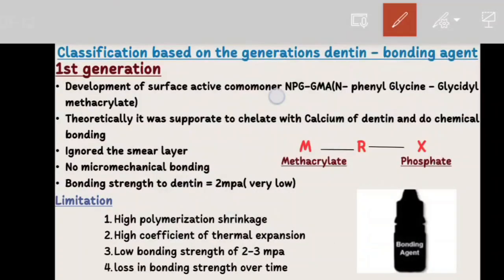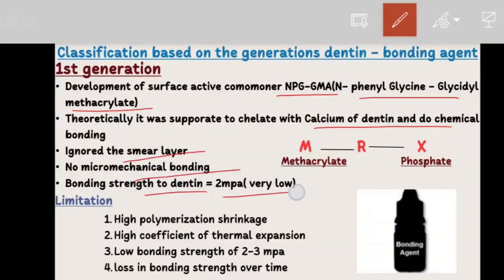Now the classification of the dentine bonding agent. The first generation uses NPG-GMA, that is N-phenyl glycine glycidyl methacrylate. Theoretically, it is chemical bonding with the calcium of dentine. It ignored the smear layer and has no micromechanical bonding. So bonding strength to dentine is 2 megapascal, which is very low. Limitations of the first generation are high polymerization shrinkage, high coefficient of thermal expansion, low bonding strength of 2 to 3 megapascal, and loss in bonding strength over time.